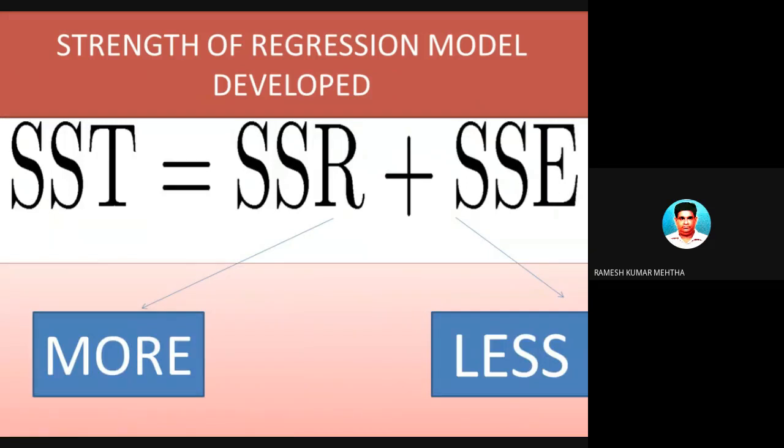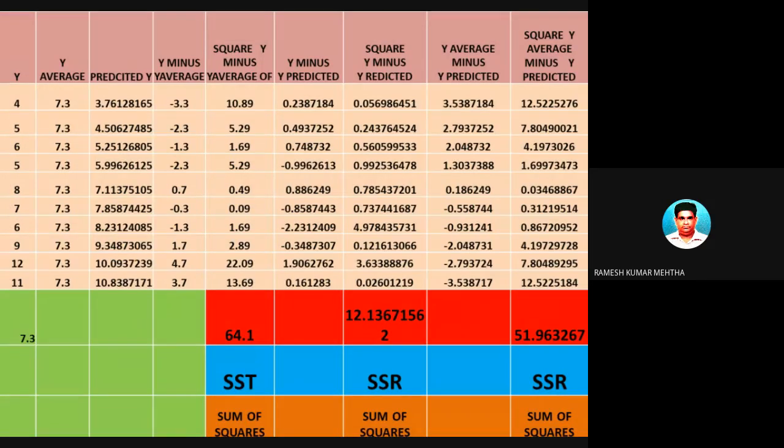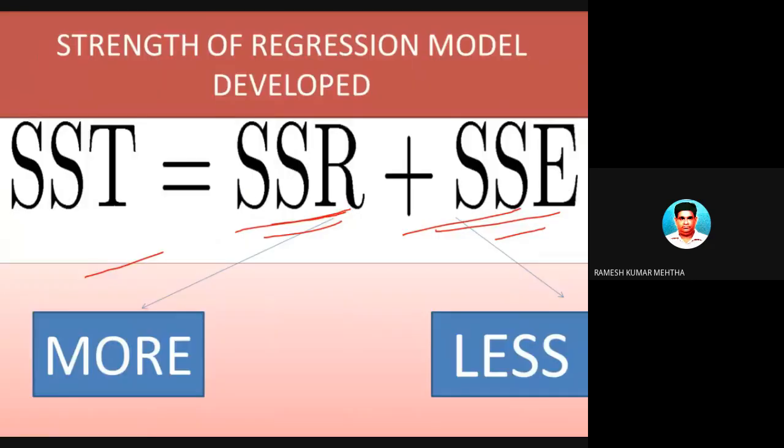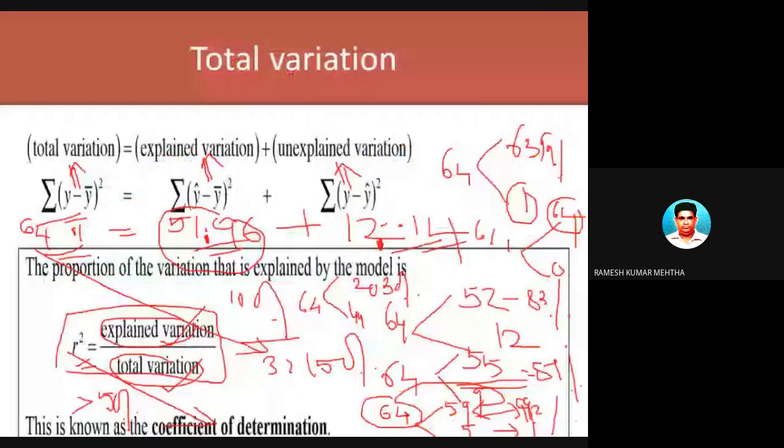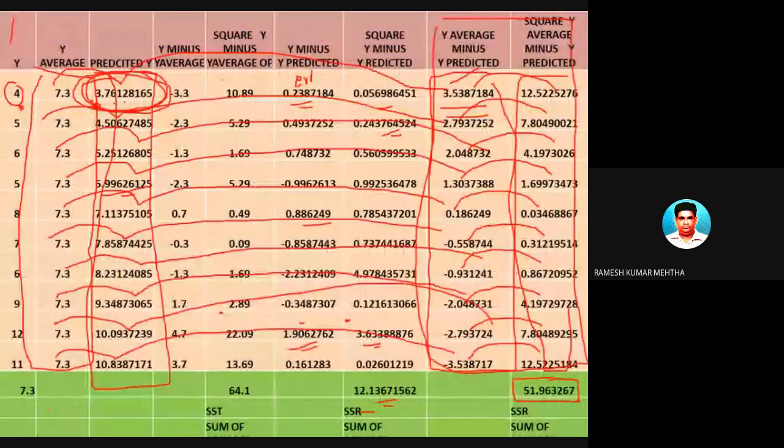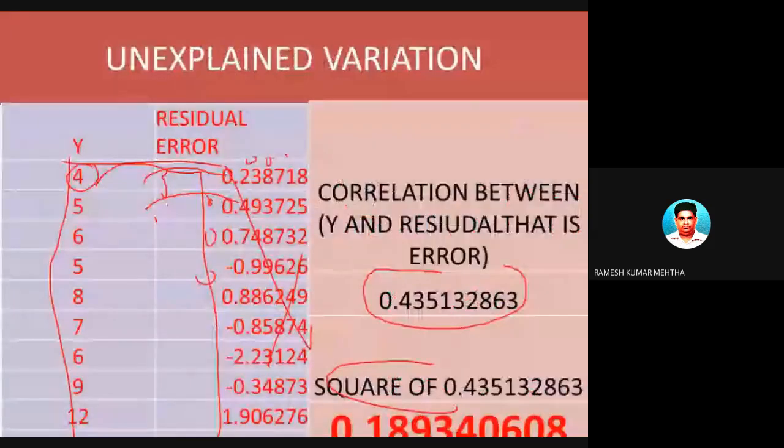So sum of squares total is equal to sum of squares regression, or sum of squares model, plus sum of squares error. As already told and explained, and hammered in by continuously emphasizing, this should be very high and this should be very low. Then only is the model said to be a very strong model. All this has been explained to you in the previous slides, and this is the same which is incorporated in this slide.